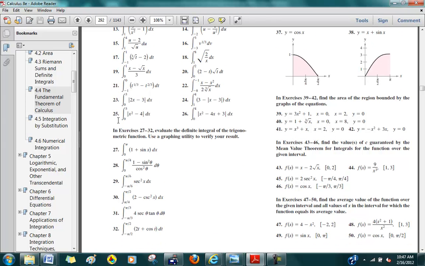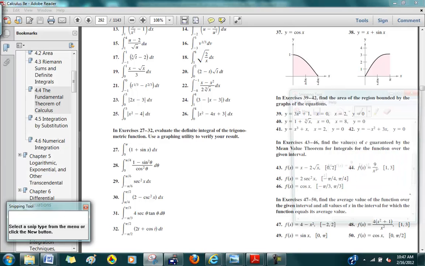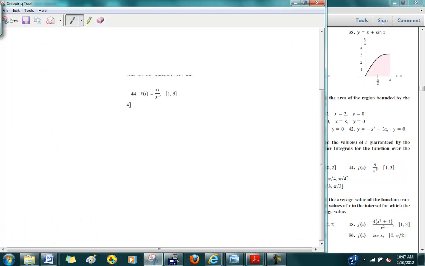Okay. Find the values of c guaranteed by the mean value theorem for integrals for the function over the given interval. So we are doing number 44. Let me go snip this. I don't know how big that's going to be. Hopefully there's enough space in there. Okay, so you've got f(x) equals 9 over x cubed.